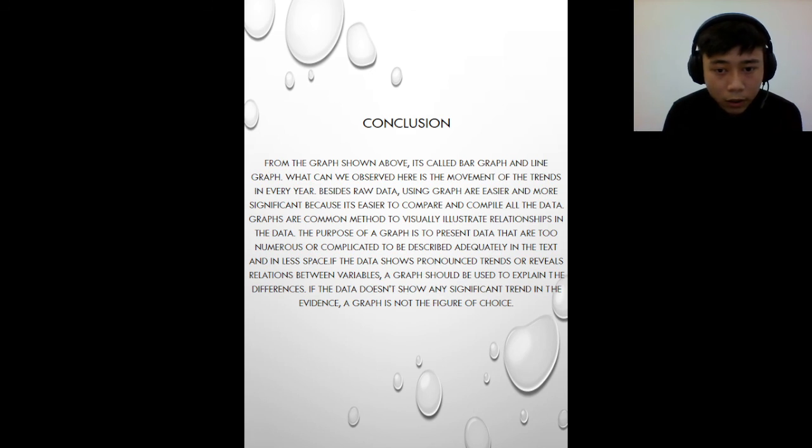The purpose of a graph is to present data that are too numerous or complicated to be described adequately in the text and in less space. If the data shows a pronounced trend or reveals a relation between variables, a graph should be used to explain the difference. If the data doesn't show any significant trend, a graph is not the figure of choice.